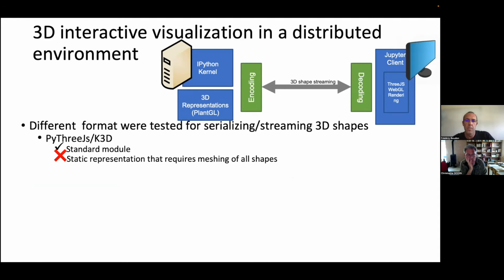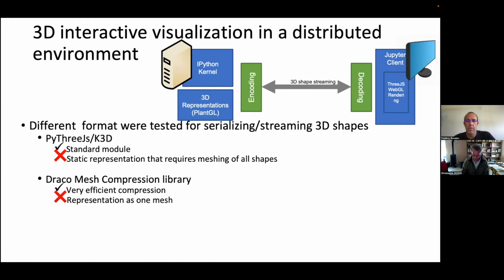First, we tested the module P3JS, which proposes an API in Python to represent the Three.js objects and then to stream them. But such an approach has several limits, as it mainly addresses static representations and does not allow high-level representation for plants. So this requires representing the plant shape with lots of geometrical details, and this was not very efficient.